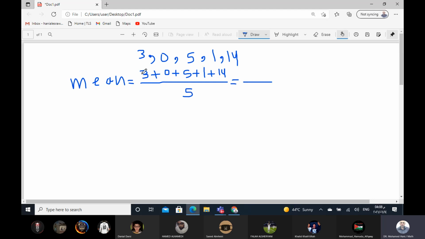3 plus 0, 3. 3 plus 5, 8. 8 plus 1, 9. 9 plus 14, 23. Divide by 5. Now we can do this equation. 23 divided by 5. The answer will be 4.6. Great.